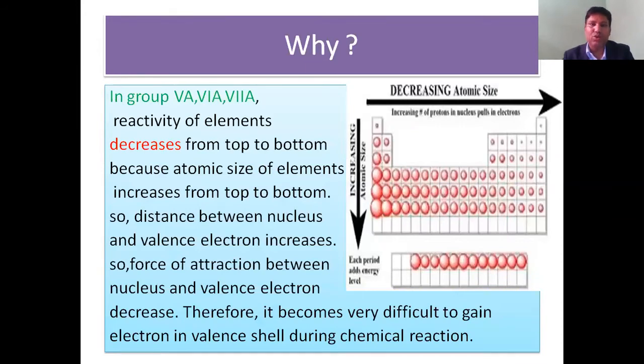And if we go to groups 5A, 6A and 7A, that is non-metals, the reactivity of elements decreases. As shown in the figure, if we go from top to bottom, the atomic size of the element increases here too. When the atomic size increases, the distance between the nucleus and the valence electron increases.